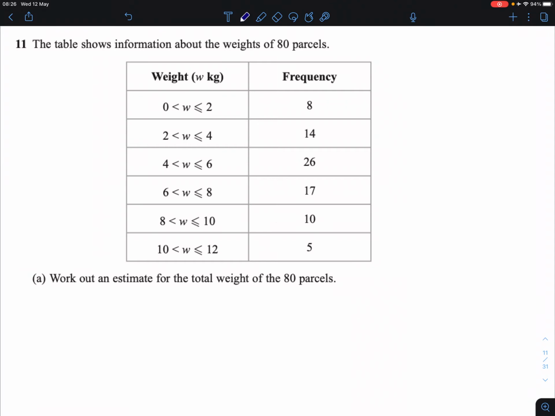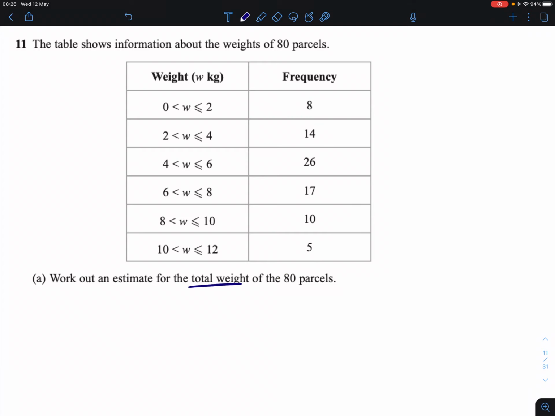Question 11. We are given a frequency table describing the weights of parcels. So 8 parcels are between 0 and 2 kilograms, 14 are between 2 and 4, so on and so forth. Part A, work out an estimate for the total weight of all 80 parcels.